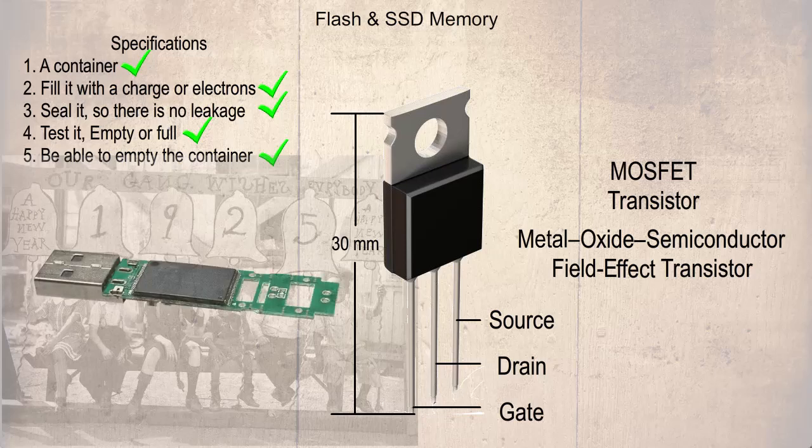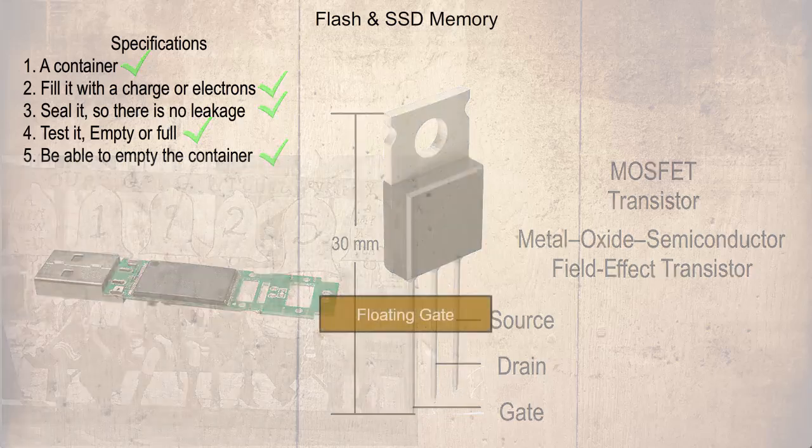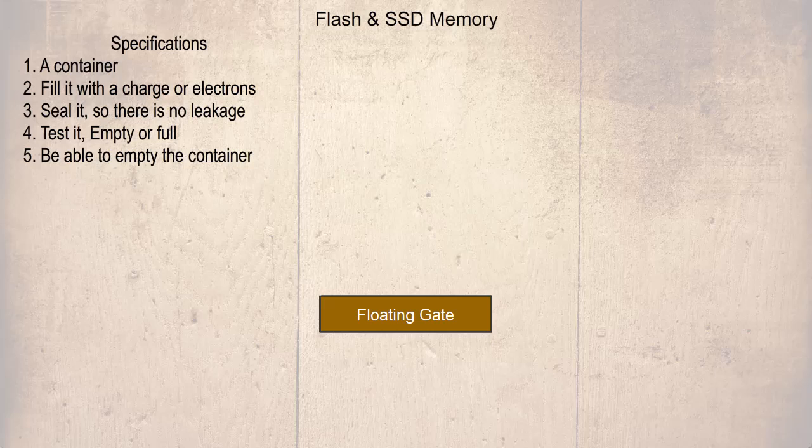Naturally, modern MOSFETs fitted in flash and SSD drives are microscopic, and are in their thousands and millions. So here is our container. It is called a floating gate. We shall not concern ourselves with the materials we shall be using, just the theory on how the MOSFETs work. This is where we shall fill it with a charge of electrons.